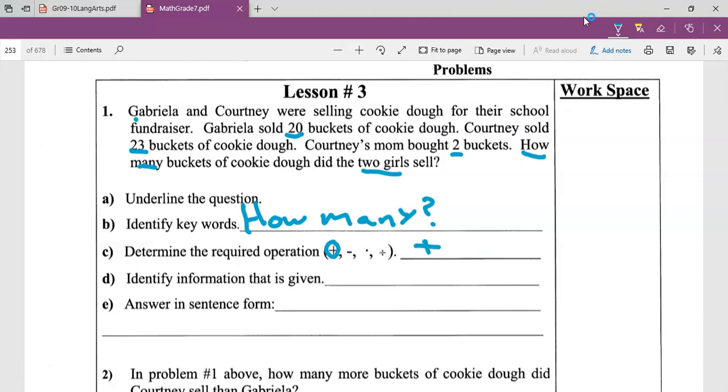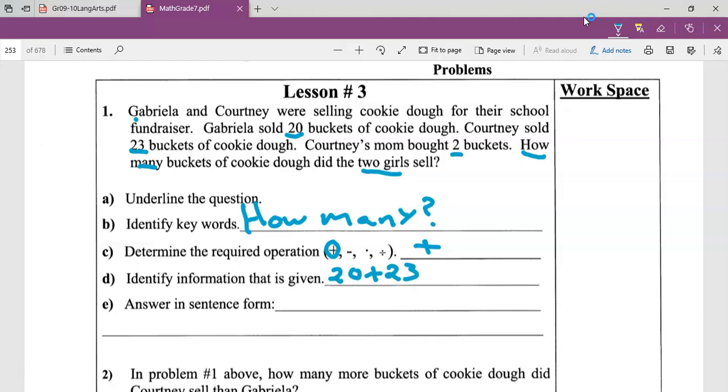Identify information given. Now we want to be careful here because for this question we really do not need this information here about her mom, or about Courtney's mom. Because it's just asking us how many buckets did the 2 girls sell. So we're going to have to do something with the 20 and the 23, and we're going to add those together.